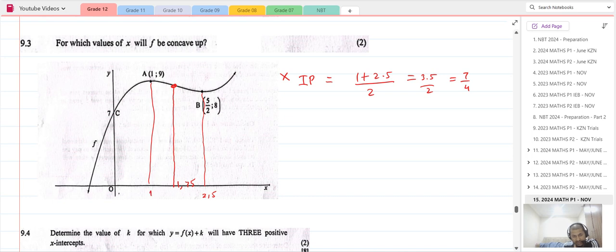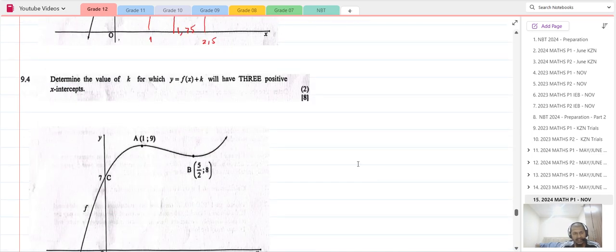So it will be concave up when? Concave up is like a happy face, right? Concave up is from that inflection point. So x is greater than 7 over 4, not 7 over 2. Concave up after 1.75, or x is greater than 7 over 4.